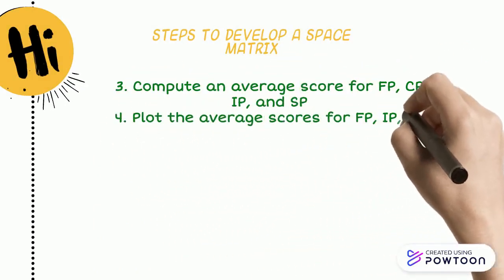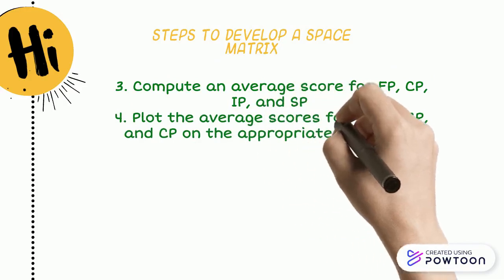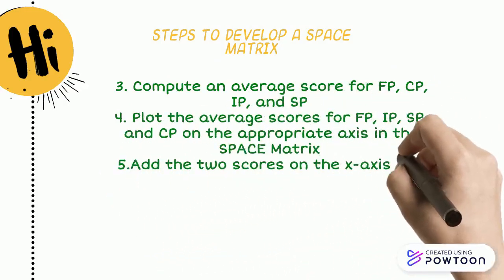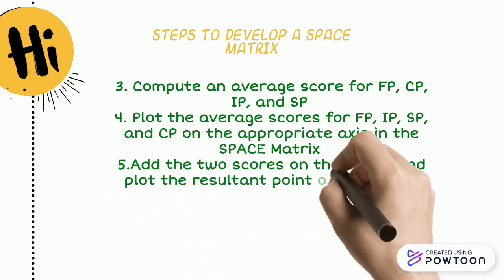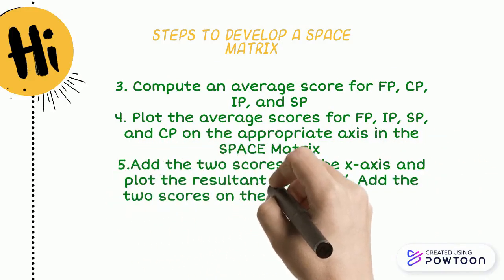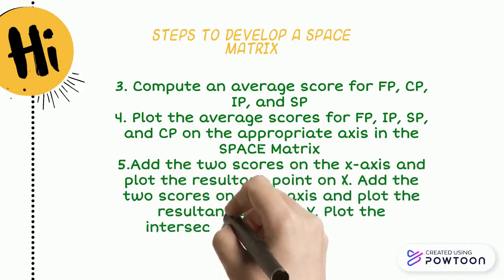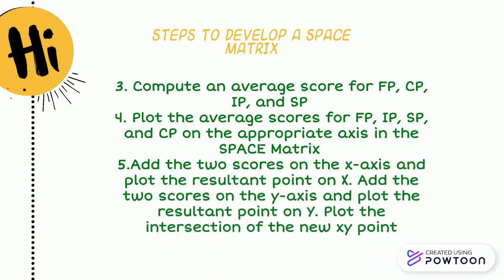Fourth, plot the average scores for FP, IP, SP, and CP on the appropriate axis in the SPACE matrix. Fifth, add the two scores on the x-axis and plot the resultant point on X. Add the two scores on the y-axis and plot the resultant point on Y. Plot the intersection of the new XY point.